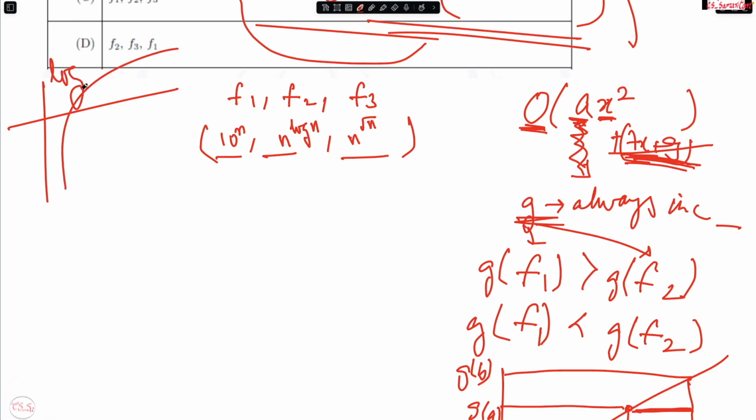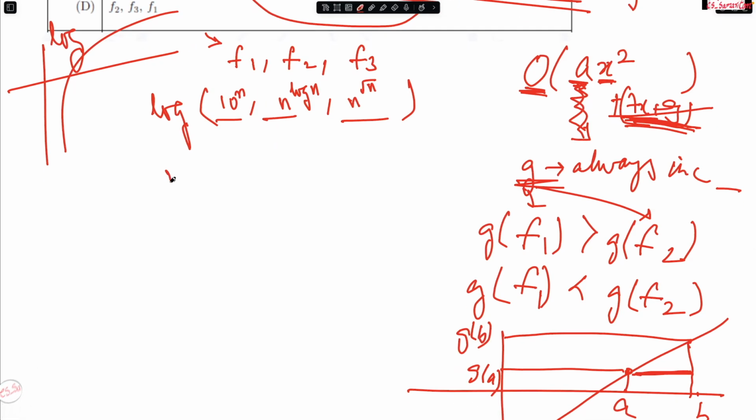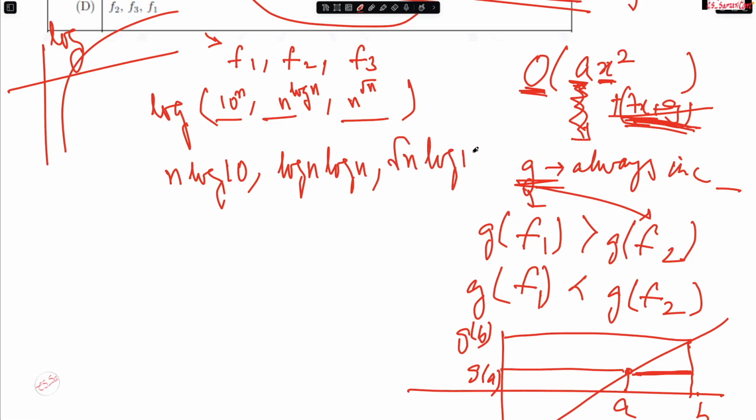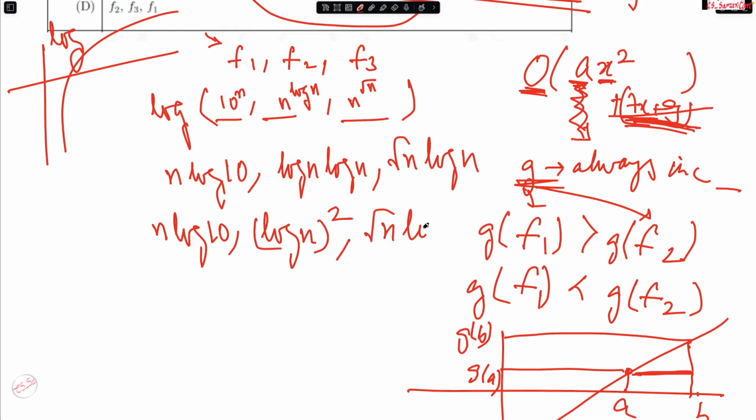So if I apply log on every single one of these expressions, whatever inequalities we get are also going to hold for the original ones. So let's apply that log over here. It is going to give us n log 10, log n log n, root n log n. Simplifying further: n log 10, log n square, and root n log n.